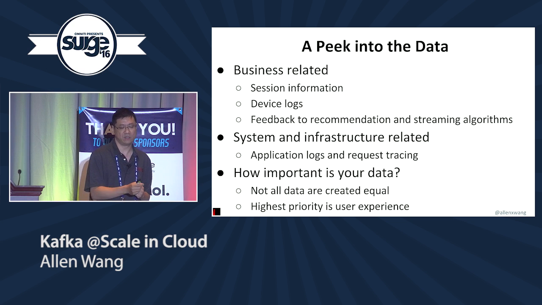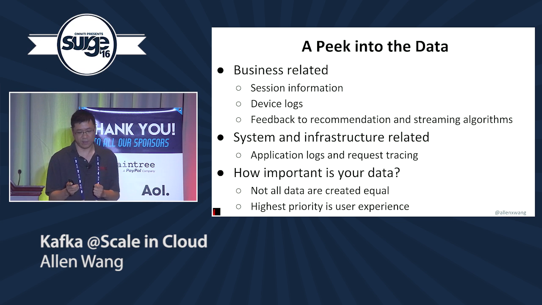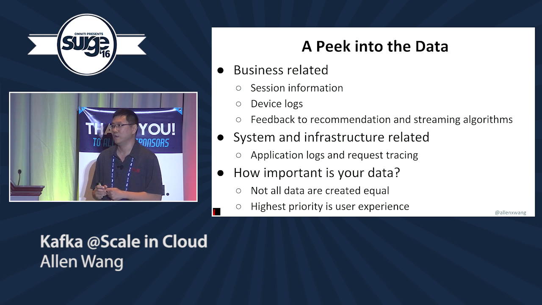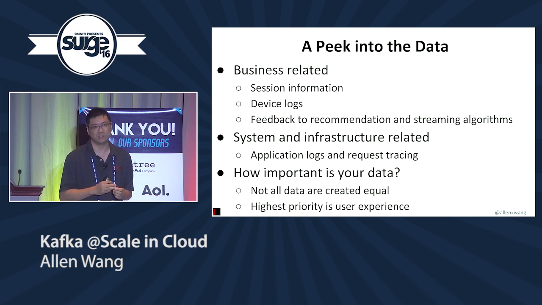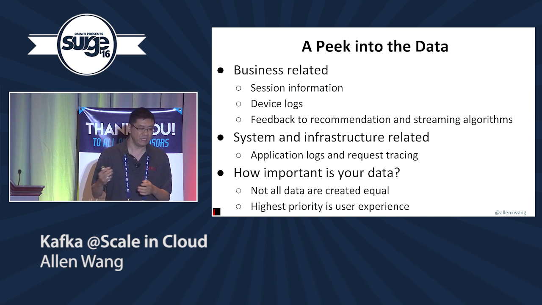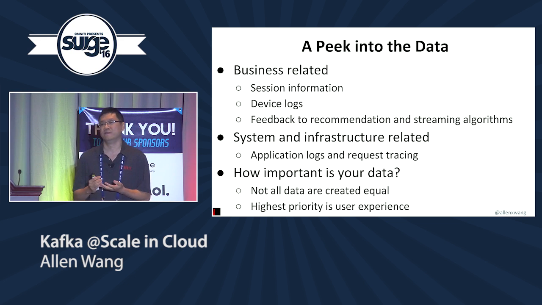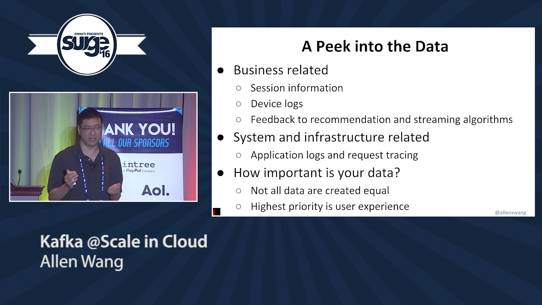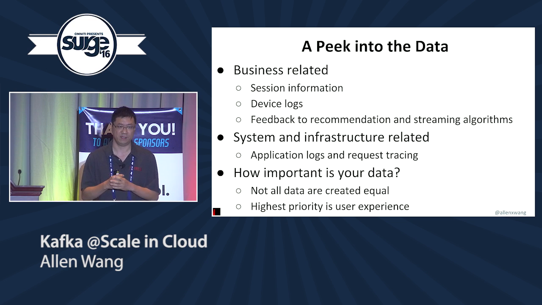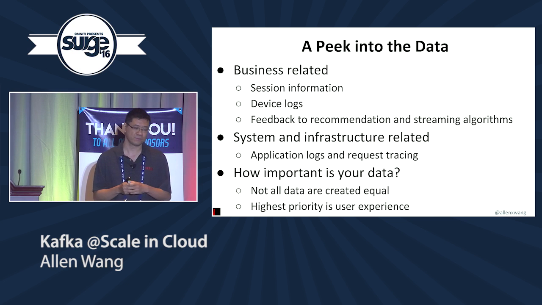We asked these questions to our users, and the feedback we got is that business-related events are more important than system and infrastructure-related events, so we should prioritize those. But even for business-related events, our data scientists told us that a minor data loss of 0.1% or less will not have an impact on data quality.